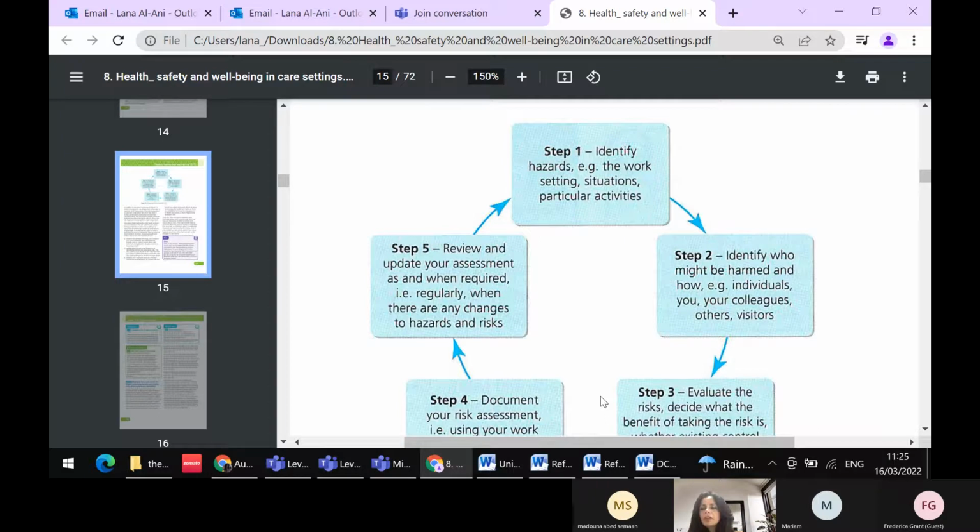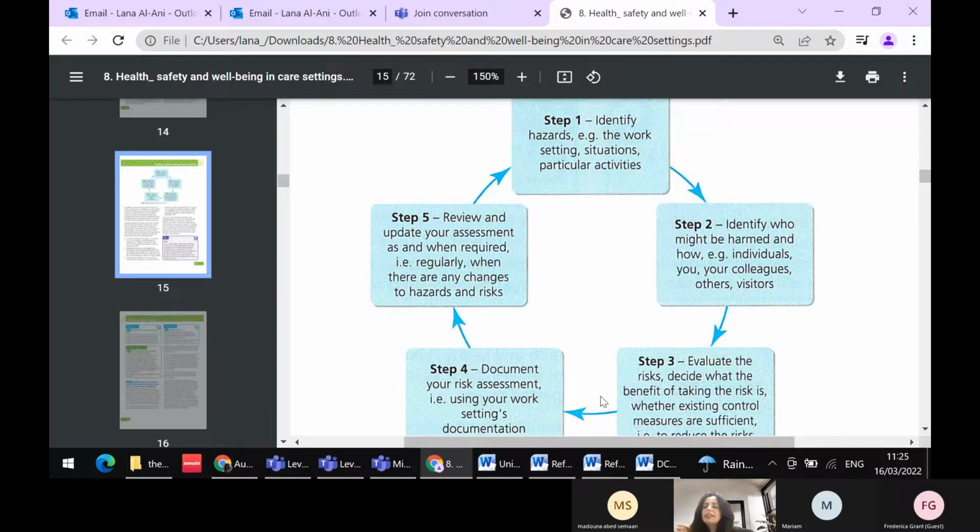In the work setting, I know the situation and particular activities. I need to assess risk about all these situations. Second thing, I need to identify who might be harmed. Is it my clients? Is it myself, my colleagues, the visitors? So I need to know who is going to be harmed from these activities if it is not being done correctly.